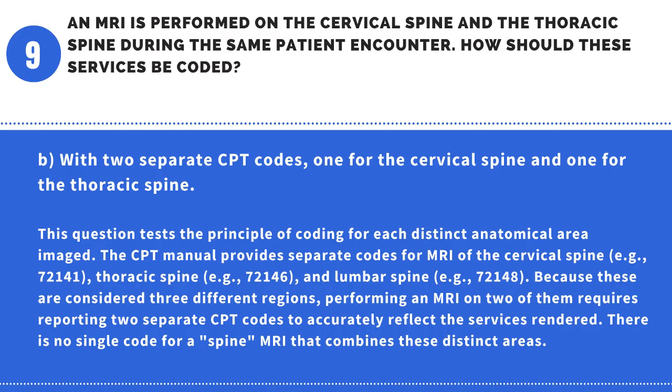Answer: B. With 2 separate CPT codes, one for the cervical spine and one for the thoracic spine. This question tests the principle of coding for each distinct anatomical area imaged. The CPT manual provides separate codes for MRI of the cervical spine, e.g., 72141, thoracic spine, e.g., 72146, and lumbar spine, e.g., 72148. Because these are considered 3 different regions, performing an MRI on 2 of them requires reporting 2 separate CPT codes to accurately reflect the services rendered. There is no single code for a spine MRI that combines these distinct areas.